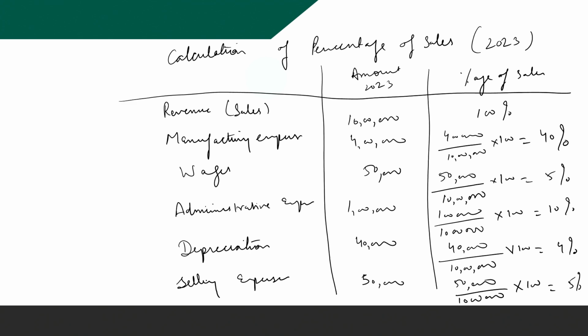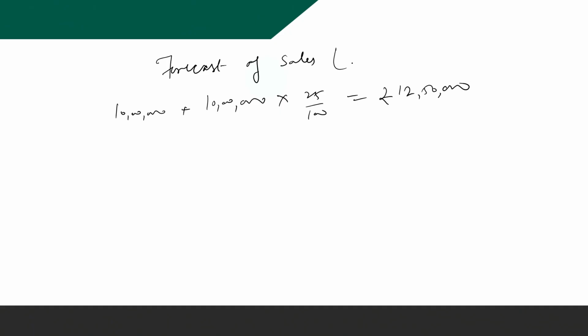For that, first we calculate the sales. Forecast of sales, which is given that it is going to grow by 25%. So we take 10 lakh, we add 25% of 10 lakh to the amount of the sales, and we reach the figure of 12 lakh 50,000 for the year 2024. Now after computing the sales, we are in a position to go for the forecasted income statement for 2024.